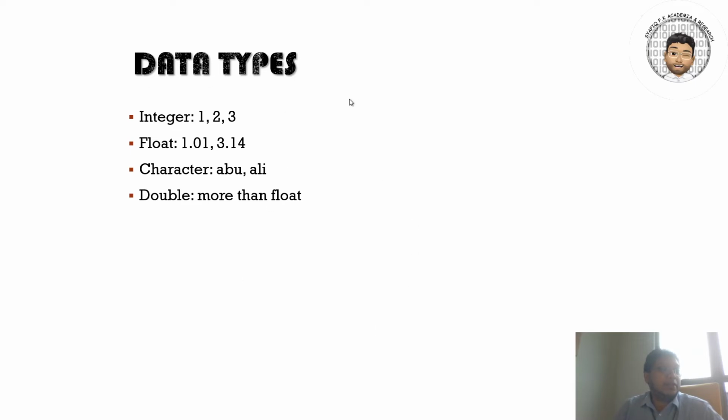For data types, we have integer, which is for real numbers. Float is for floating numbers. Then you have character, which is for alphabet, like Abu, Ali. Double is for a more defined floating number compared to float. Usually we use double to define numbers like 0.0000, 0.1111, 0.00001, where the real number in front is 0. Floating point can have more than 0 at the front, like 1.3. But double, we usually use for values lower than 1.